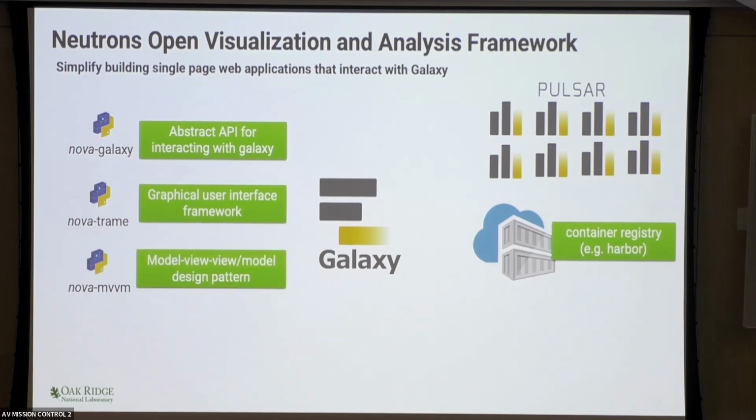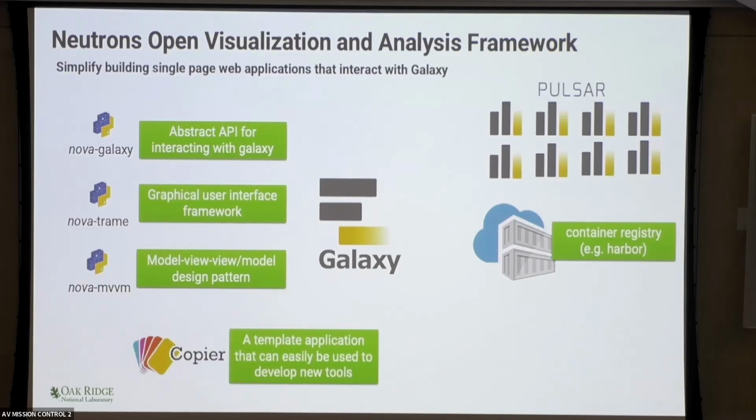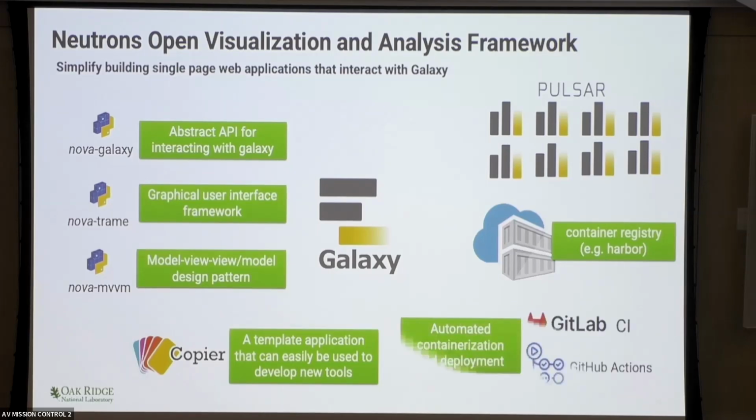And then we have another library called Nova MVVM, which provides some functionality for building these single-page web applications using the model view model architecture, or I guess design pattern is really what it is. We use Copier to allow users to take a template version of this application and then add their own functionality to it. So Copier is a really cool tool if you haven't heard about it, but it gives people a good starting point for building their applications, so they're not building them from scratch.